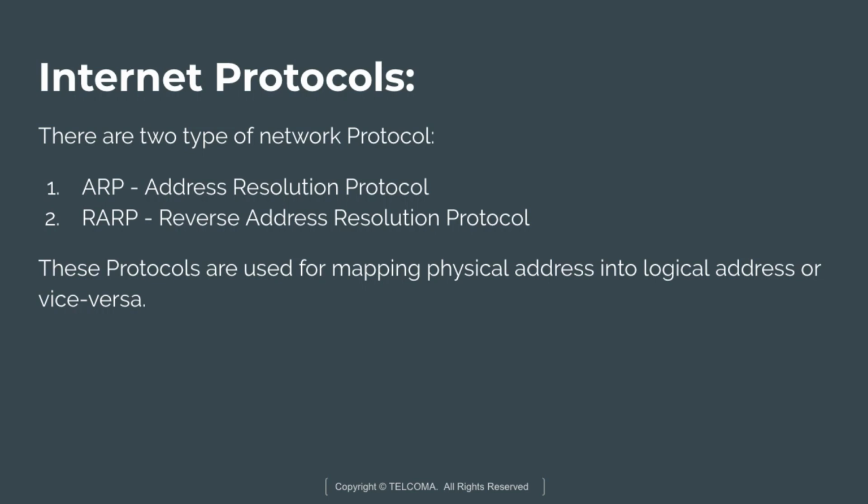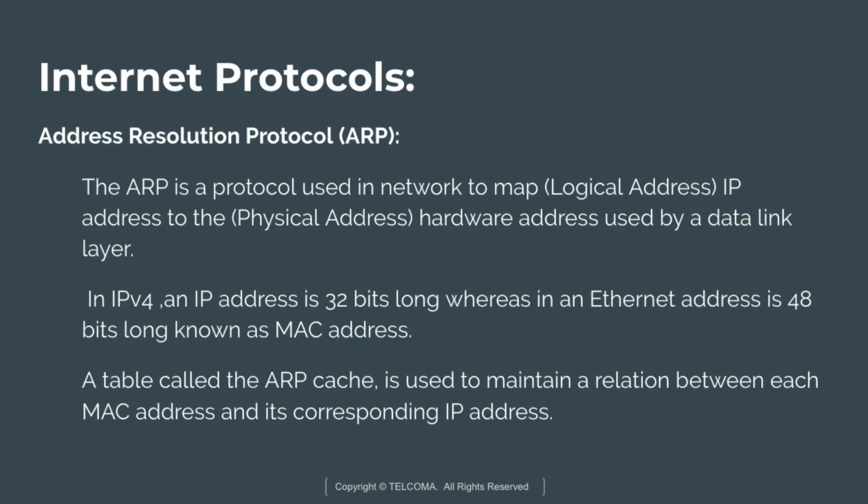There are two types of network protocol: ARP and RARP. ARP stands for Address Resolution Protocol and RARP stands for Reverse Address Resolution Protocol. These protocols are used for mapping physical addresses into logical addresses or vice versa. Starting with the very first, let's discuss ARP, that is Address Resolution Protocol.